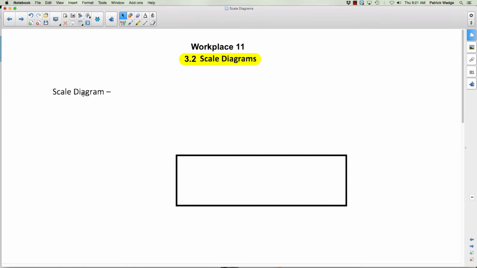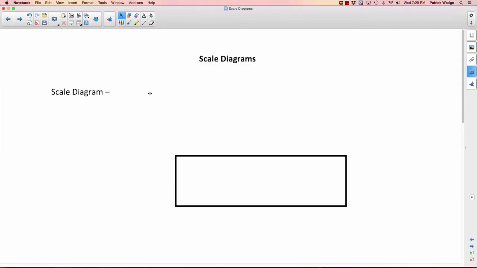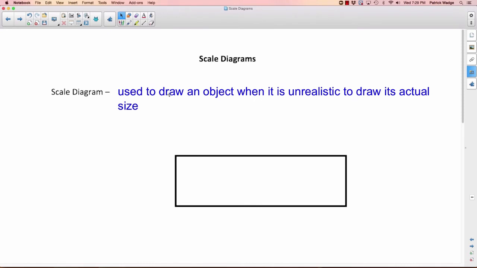All right, let's get into this here. So scale diagram. What is a scale diagram? It's used to draw an object when it's unrealistic to draw its actual size. So think about someone who is making blueprints, or an architect or construction plans, an engineer, and they're not going to draw the plans on a piece of paper that are the same size as an actual house. So they draw it smaller, obviously, on a piece of paper, but they draw everything to scale. It has a scale. It has a scale factor.